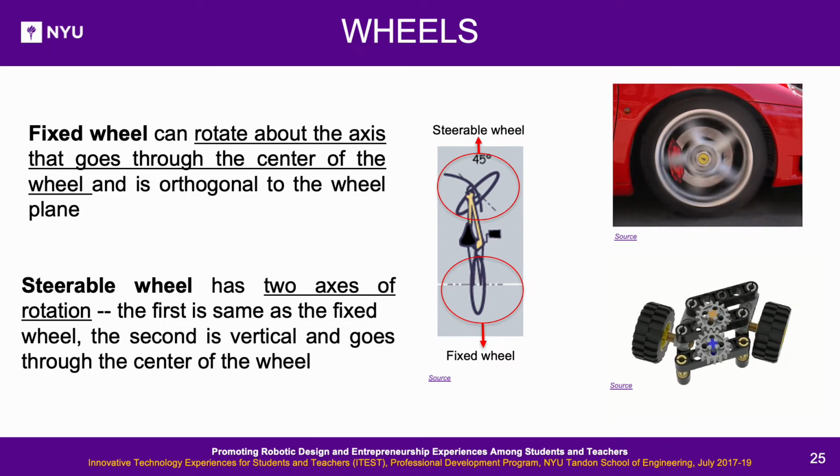The first is same as the fixed wheel. The second is vertical and goes through the center of the wheel. A simple example is a bicycle, in which the front wheel is steerable using a handle, while the back wheel of the bicycle is a fixed wheel.